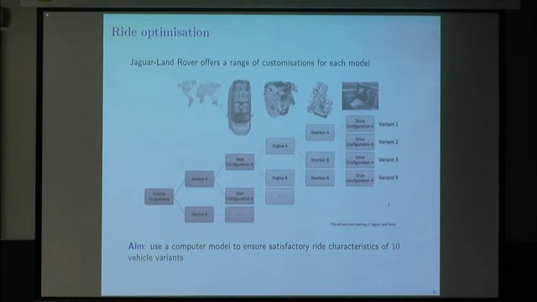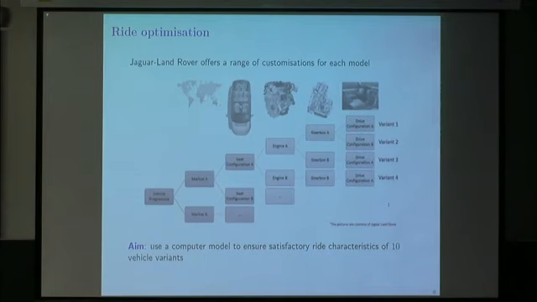So computer experiments can be applied, for example, in automotive industry, and this is an example from Jaguar Land Rover, where they offer a range of customizations for their models. So through a vehicle program, they can modify their car according to where in the world they are going to sell their car. So a customer can choose between seat configuration, engine, gearbox, and drive configuration, and each one of these combinations is going to create a new version of the car.